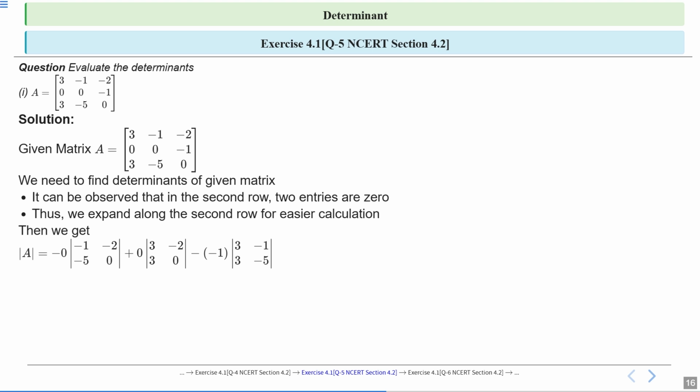We don't need to calculate this, but still, we multiply with minus 0, then into the determinant of the matrix minus 1, minus 2, minus 5, 0. And how do we get this? Just cancel, as the indices of 0 are 2, 1. So cancel the second row and first column. When you look at the matrix A and cancel the second row and first column, we get the matrix minus 1, minus 2, minus 5 and 0.